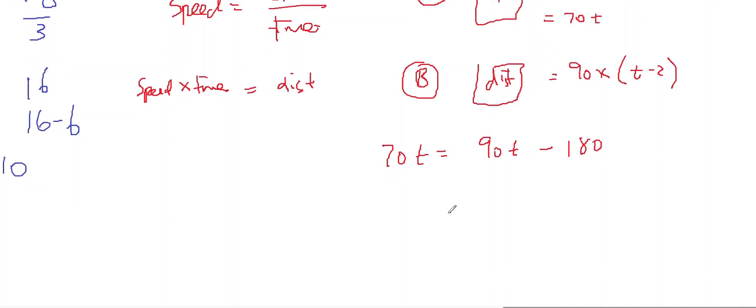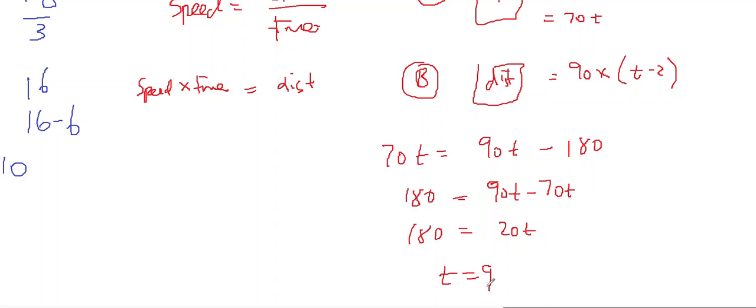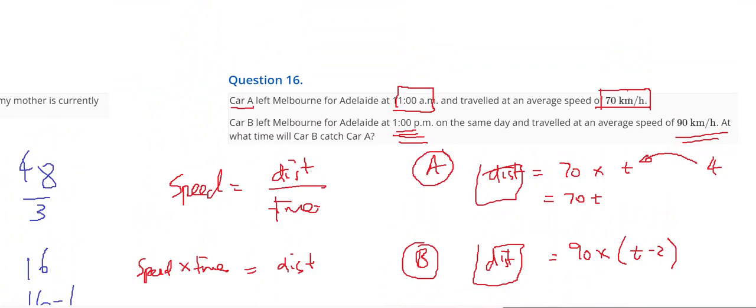And since I have more t's on the left-hand side, 90t minus 70t equals 180. 180 equals 20t. T equals 9. Therefore, they travel for 9 hours. Therefore, at 10 p.m. on the same day is when both cars will have travelled the same distance.